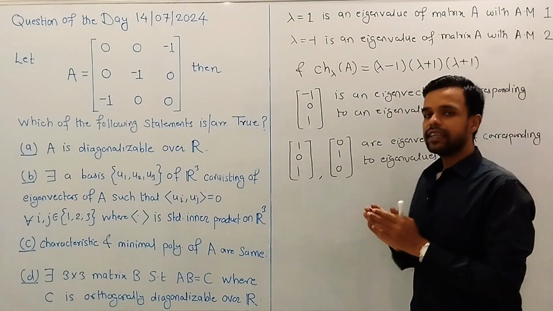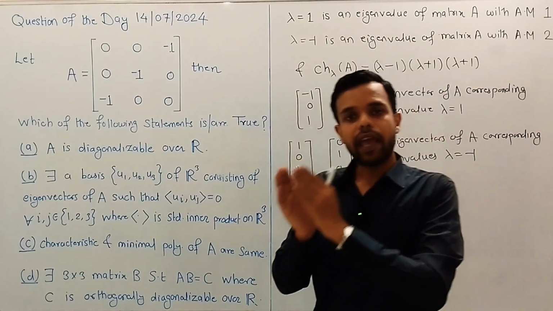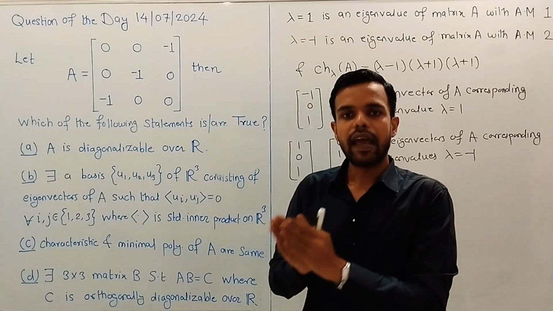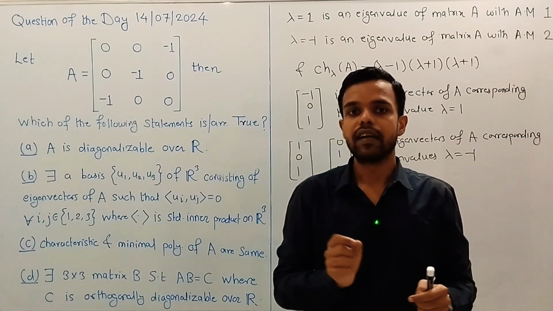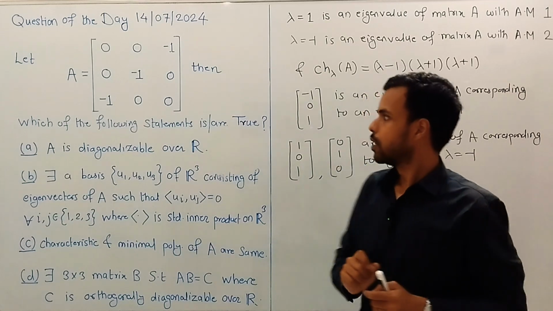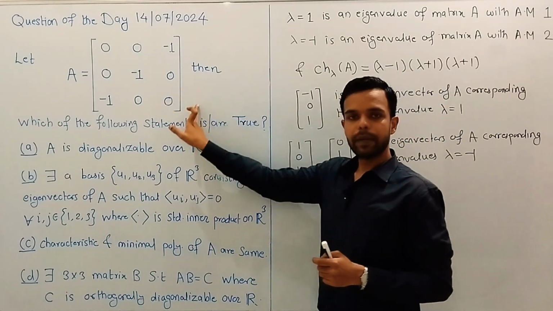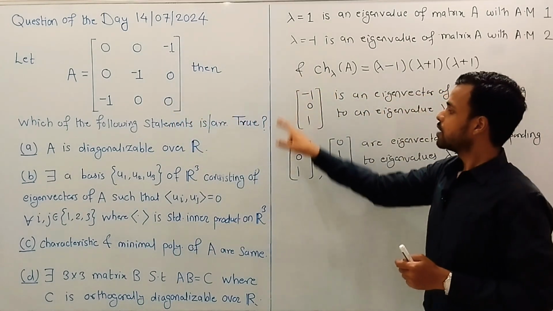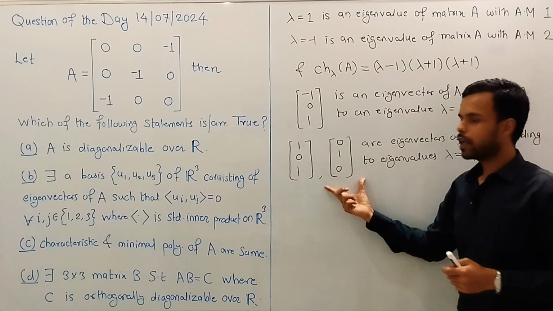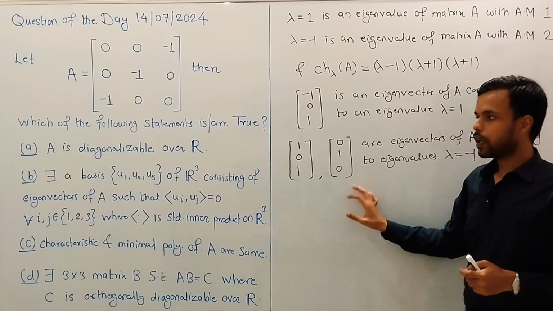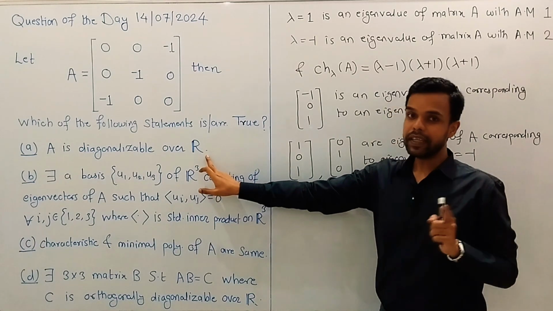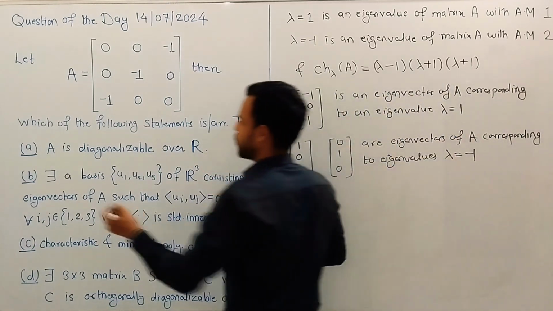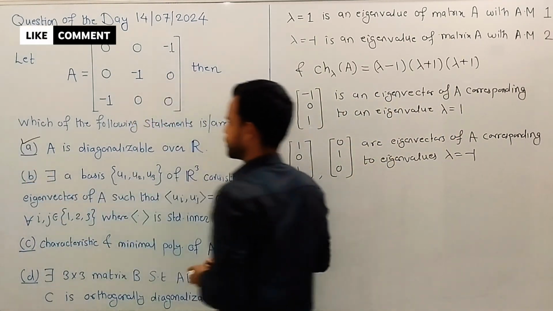So these three vectors are linearly independent vectors over R. There is a result that if an n by n matrix A has n linearly independent eigenvectors, then A is diagonalizable over R. Clearly here A is a 3 by 3 matrix and A has 3 linearly independent eigenvectors over R. So A is diagonalizable over R. So the statement in A is a true statement. So we mark it as correct.